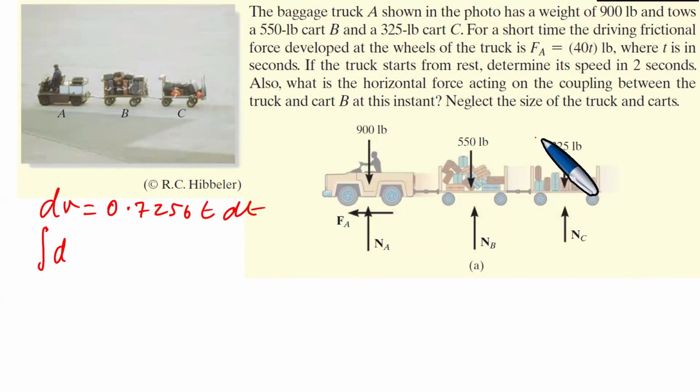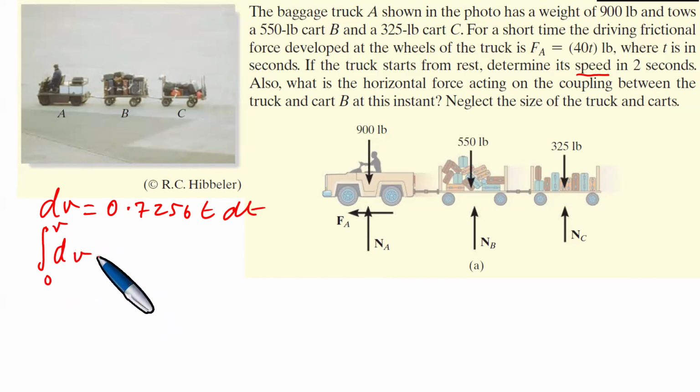Okay, what do we actually want to achieve here in this particular question? If the truck starts from rest, determine its speed in 2 seconds. So you want to find the speed in what? The speed in 2 seconds. So what is the speed in the 2 seconds? So you find this one.